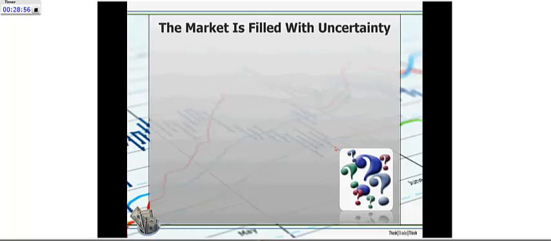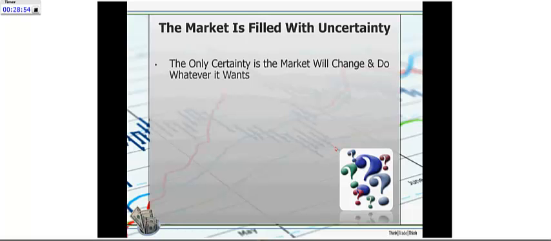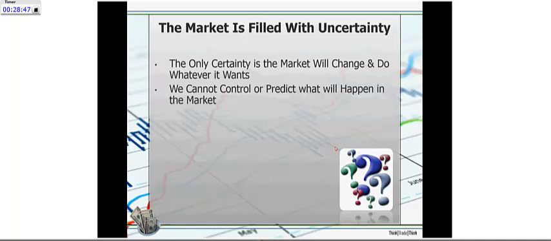All right, the market is filled with uncertainty. The only certainty is that the market will change and do whatever it wants. We cannot control or predict what will happen in the market. Unfortunately, a lot of us try to, but it doesn't really matter what we want. We can't impose our will on the market. And that's what happened to the government of Japan. When they tried to intervene against the Japanese yen, they made it work for a few months, but eventually they were basically run over by the traders and investors.